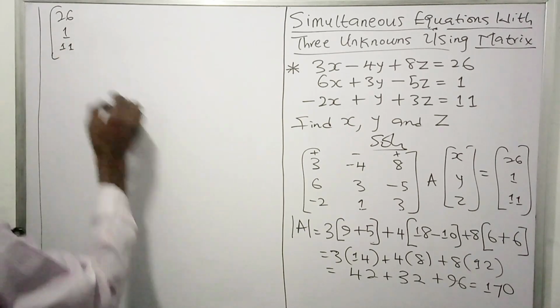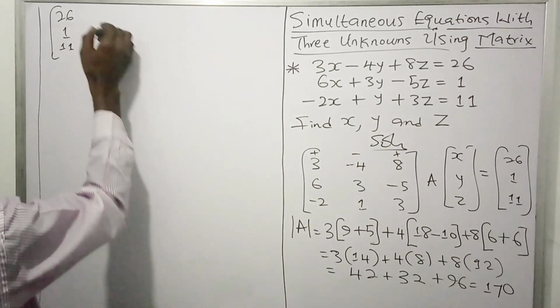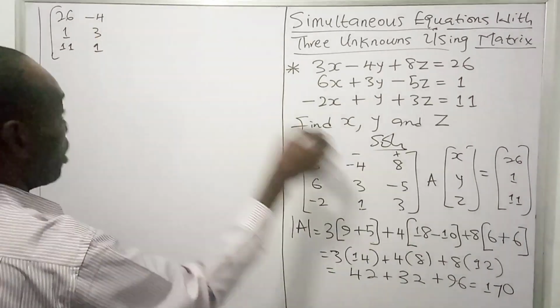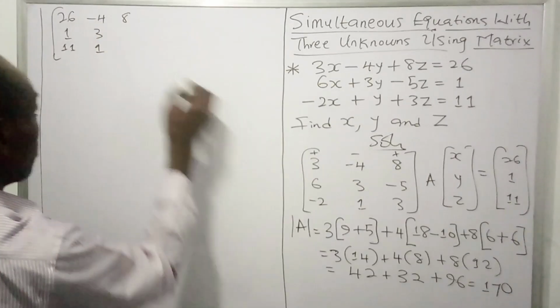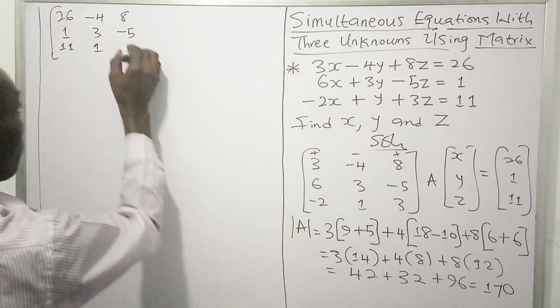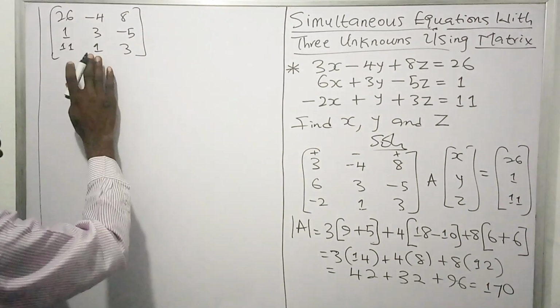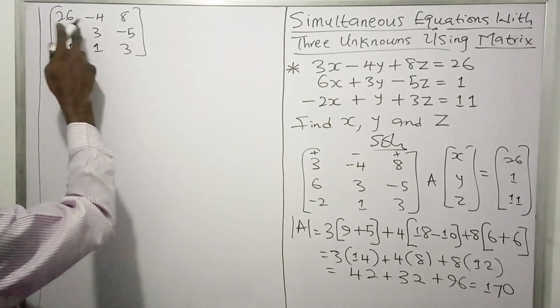And 11. Then put this back there. We have minus 4, we have 3, and we have 1. Then we have 8, we have minus 5, and we have 3. Now, having done this, this is going to represent x, all right?